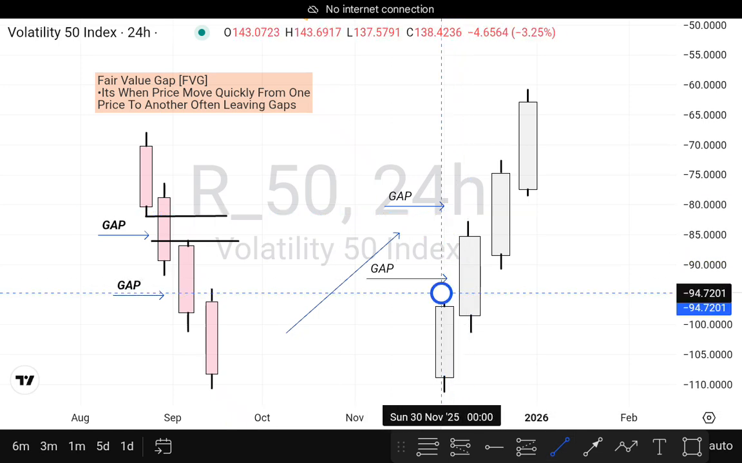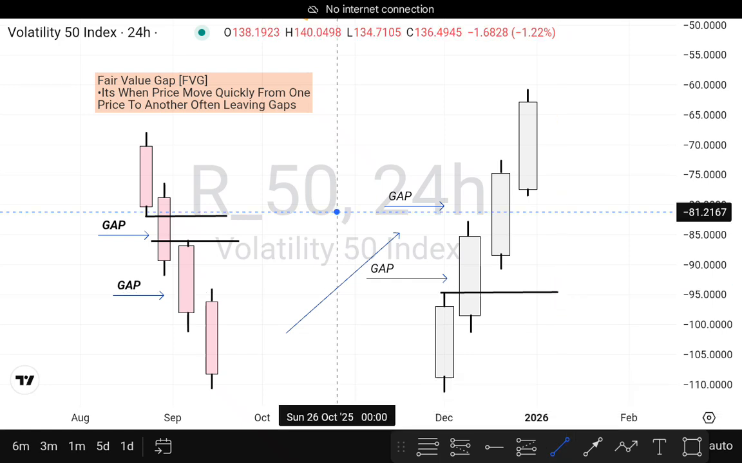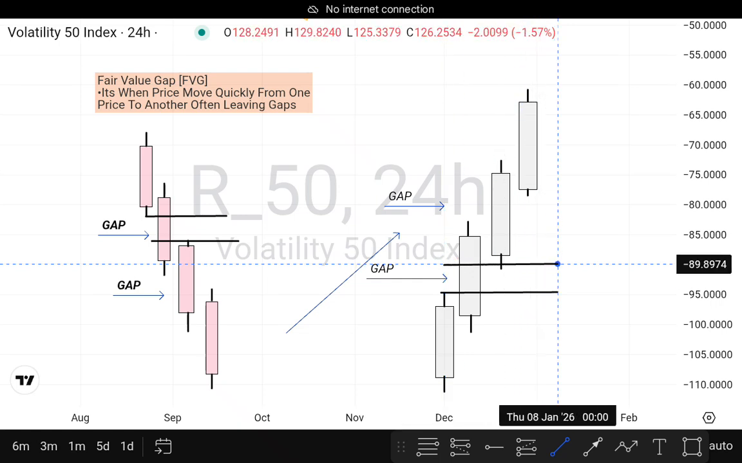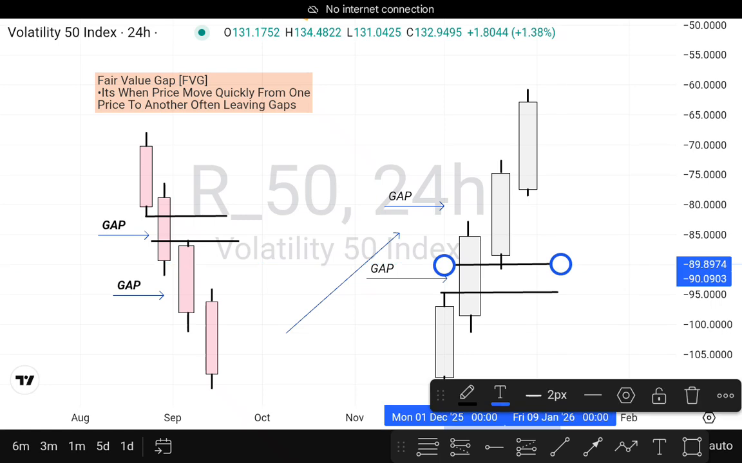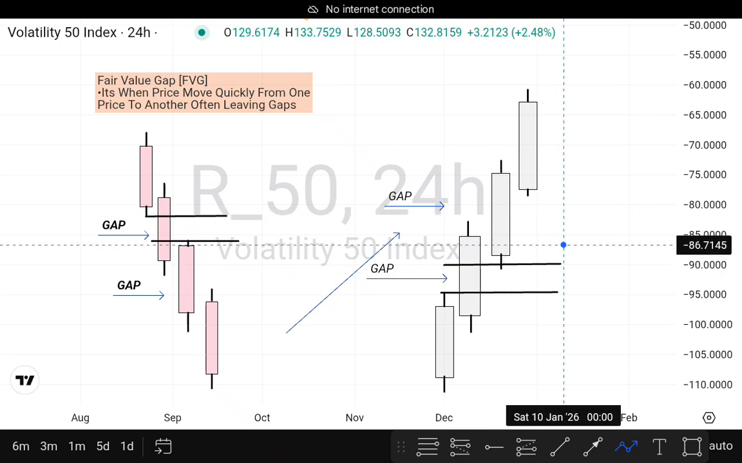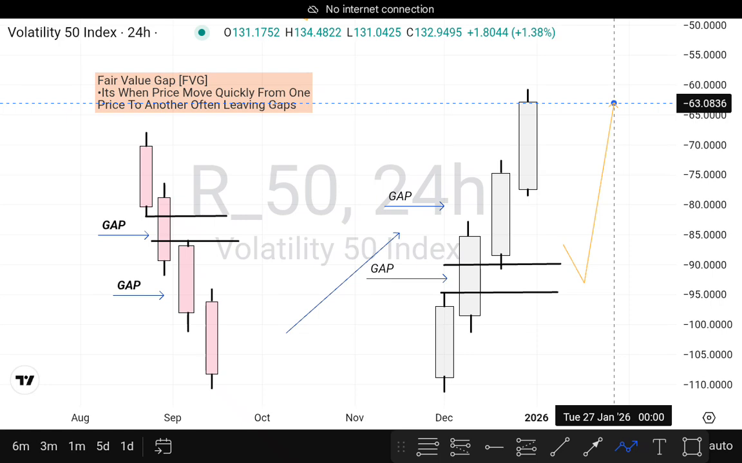So as you can see over here, as I said, in order for you to see that this is a fair value gap, it must have at least 3 candlesticks. As you see, I've written gap. There's a gap inside here, so market might come down to fill this gap, and then push up, and push up, guys.